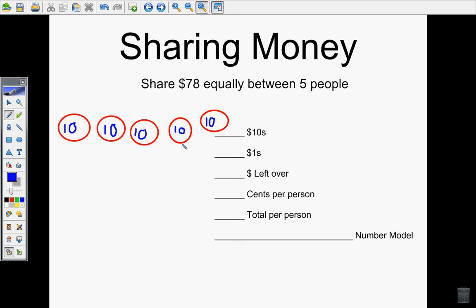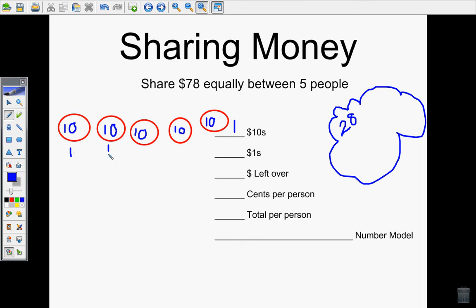Now I have some more, but if I go 60, 70, 80, 90, 100, again I'd have too much. So we're going to start with each person getting one $10 bill. Now I always like to do a little thinking bubble off to the side to help me keep myself organized. We have used 50 of our $78. That means we still have $28 left that we need to divide up. Let's see how many ones we can do to try to get close to $28.